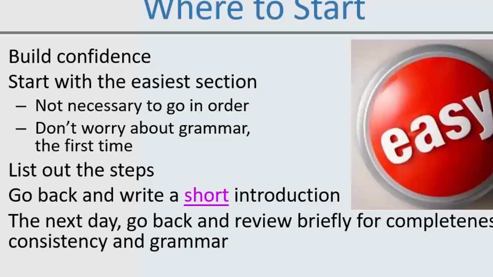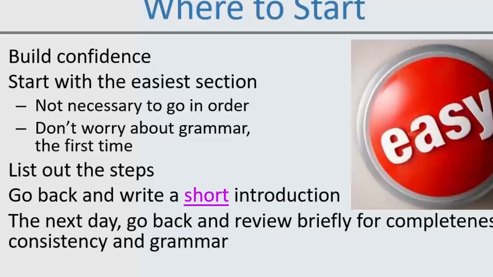So here's what you do. Everybody gets assigned their sections. They don't have to be written in order. That's one of the beauties of an outline. And each person should start with the easiest section, okay? And the first time, just write out the steps. Don't worry about your grammar, etc. Just write out the steps. Boiling water: get a cup, step 1. Step 2, put water in the cup.